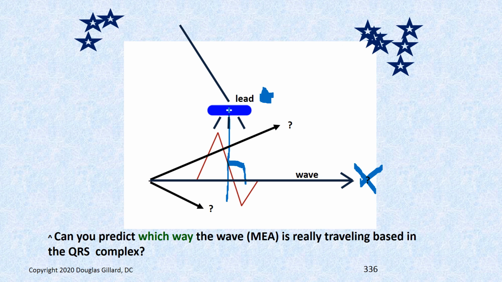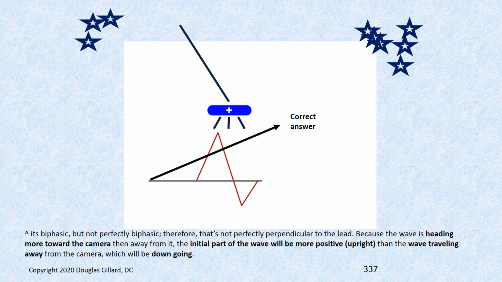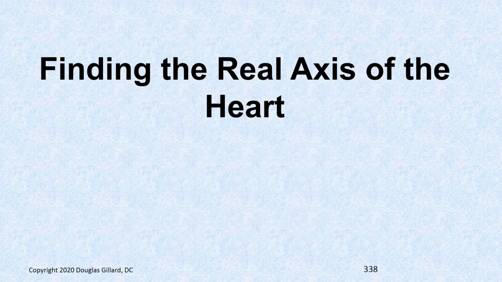So what's the rule you just learned? If the positive portion is bigger than the negative portion, then that means it's heading more toward the lead. So this is correct. This one is wrong. Why is that wrong? The flow of electricity through the heart can't be going like that. If it were going away from it, this would be tiny and this would be huge down here. Got it? And that's the correct answer.